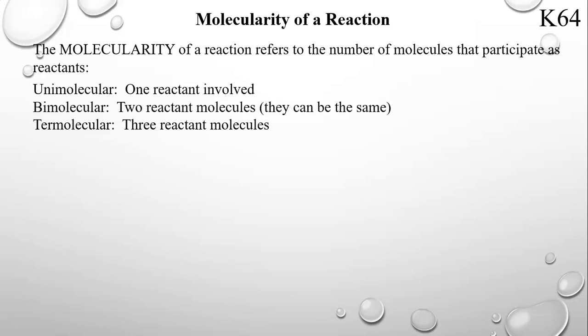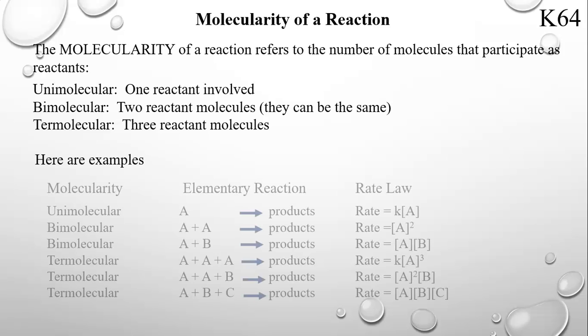So a unimolecular example would be a decomposition reaction where you have just a single reactant and it comes apart. It decomposes. Bimolecular would be 2H2 plus O2 smashes together to give you 2H2O. And termolecular is really a tough one. You have to have three molecules all hit each other at the same time. Generally you would think of it that way. Okay, so here are some examples.